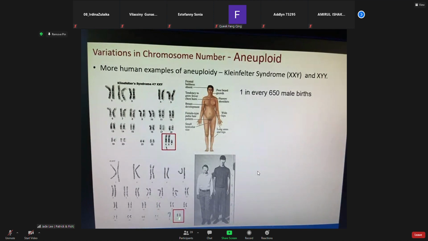Kalau you tengok XYY, this is what we call super male lah. Usually yang ini sangat-sangat tinggi. Orang ni sangat tinggi. Okay. And usually 1 in 1,000 male births.